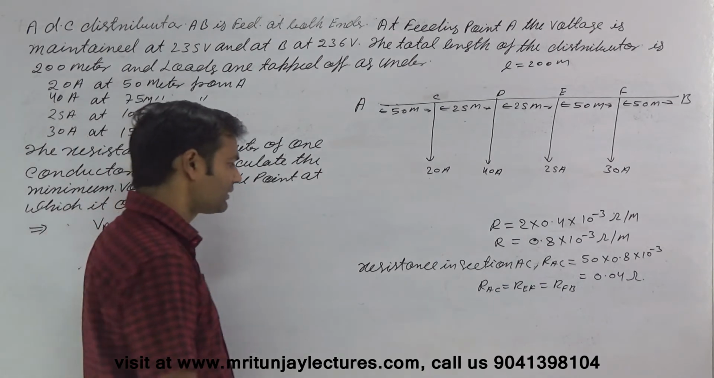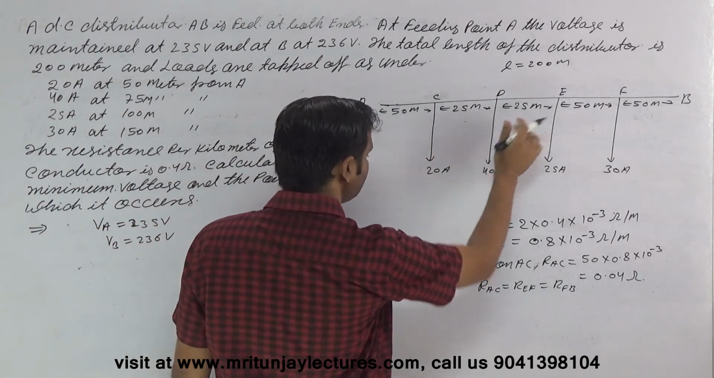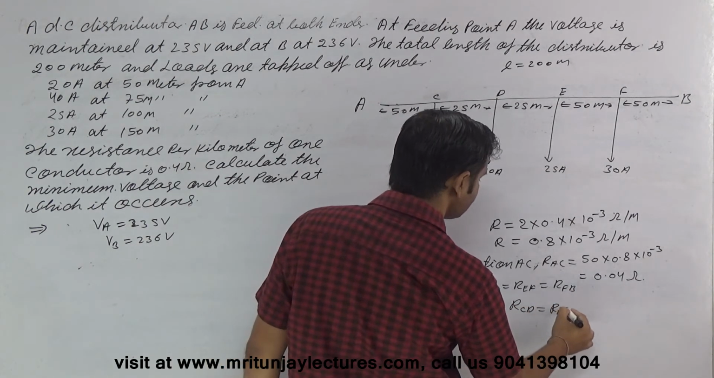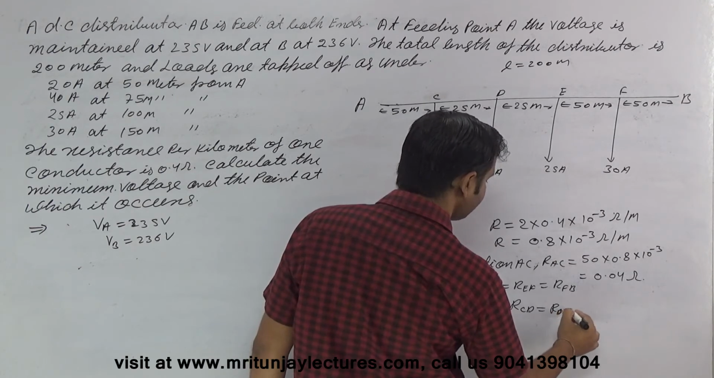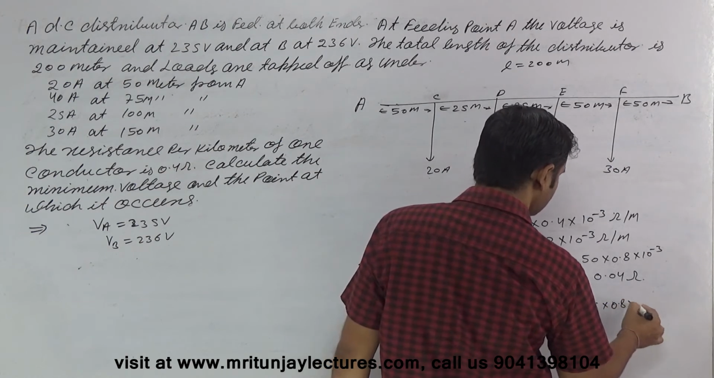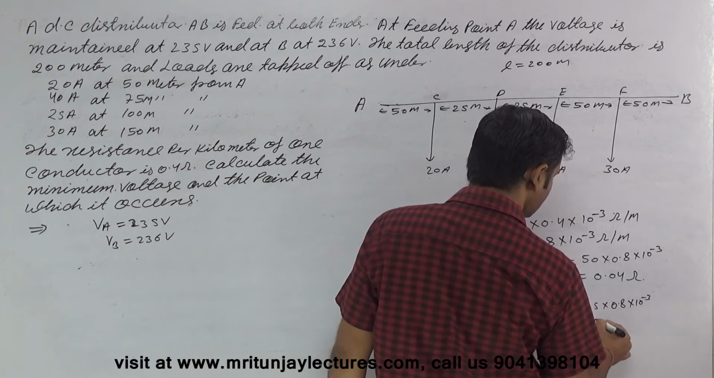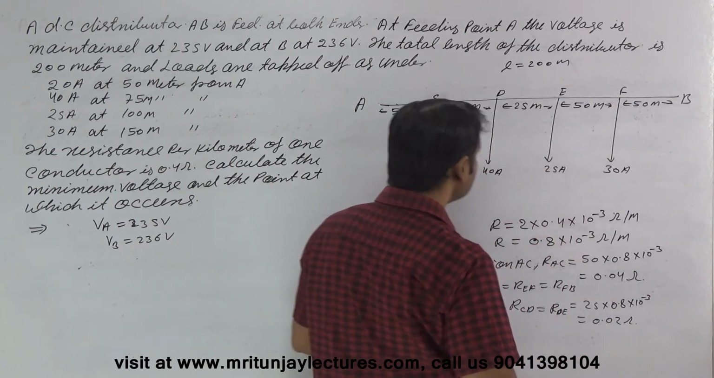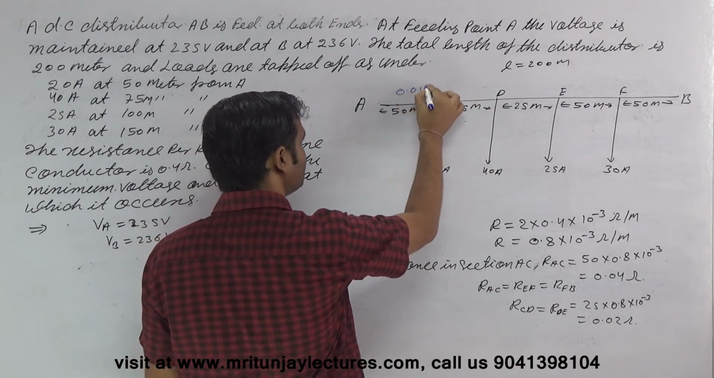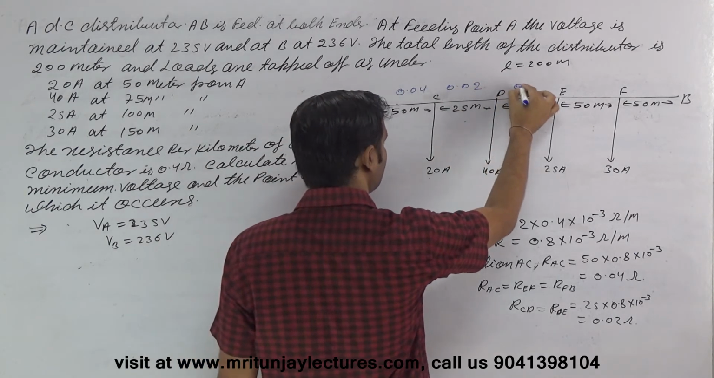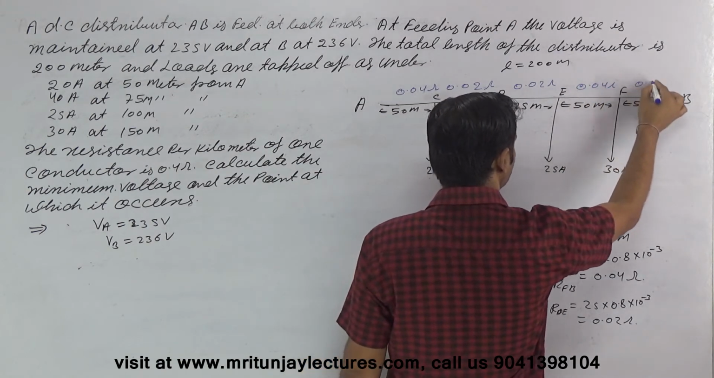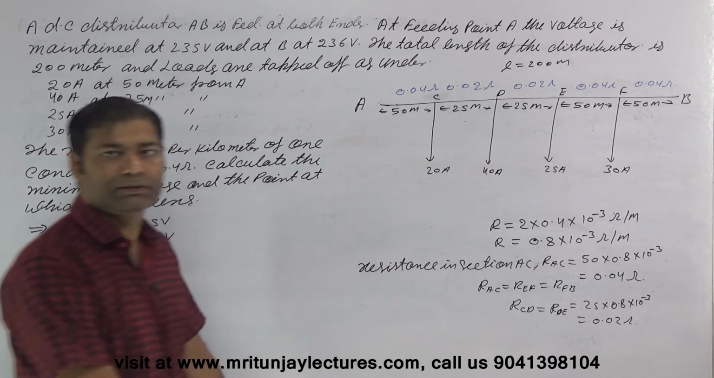Now once again, the resistance in sections CD and DE. The distances are the same. R of DE is 25 into 0.8 into 10 to the power minus 3, which is 0.02 ohm. So the resistance in all sections is 0.04, 0.02, 0.02, 0.04 and 0.04 ohm. Clear? Resistance in all sections.